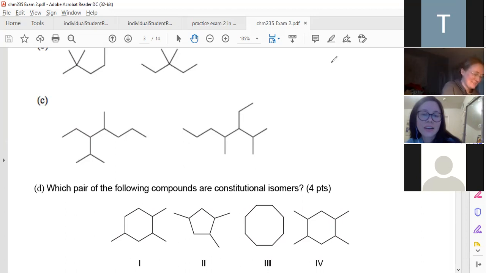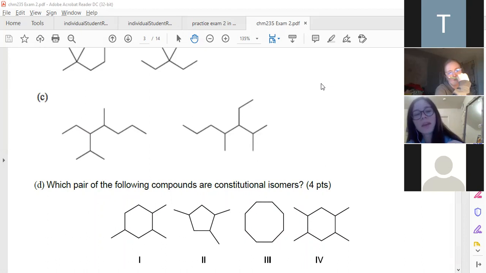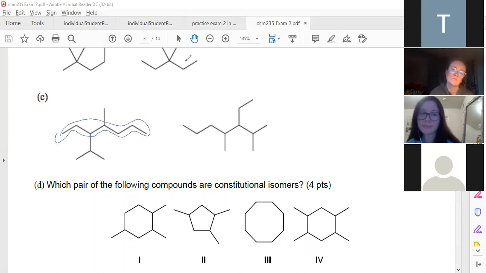Bless you. Question, Megs? Yeah, I thought it was constitutional. Because they look different. Isn't there a group coming out of the third carbon? But then when you look at the other compound, it's coming out of... wait, hold on. Did I miss something? Nope. Yeah. So basically, no, I did this right. So 1, 2, 3, 4, 5, 6, 7, right? Mm-hmm. And then 1, 2, 3, 4, 5, 6, 7.